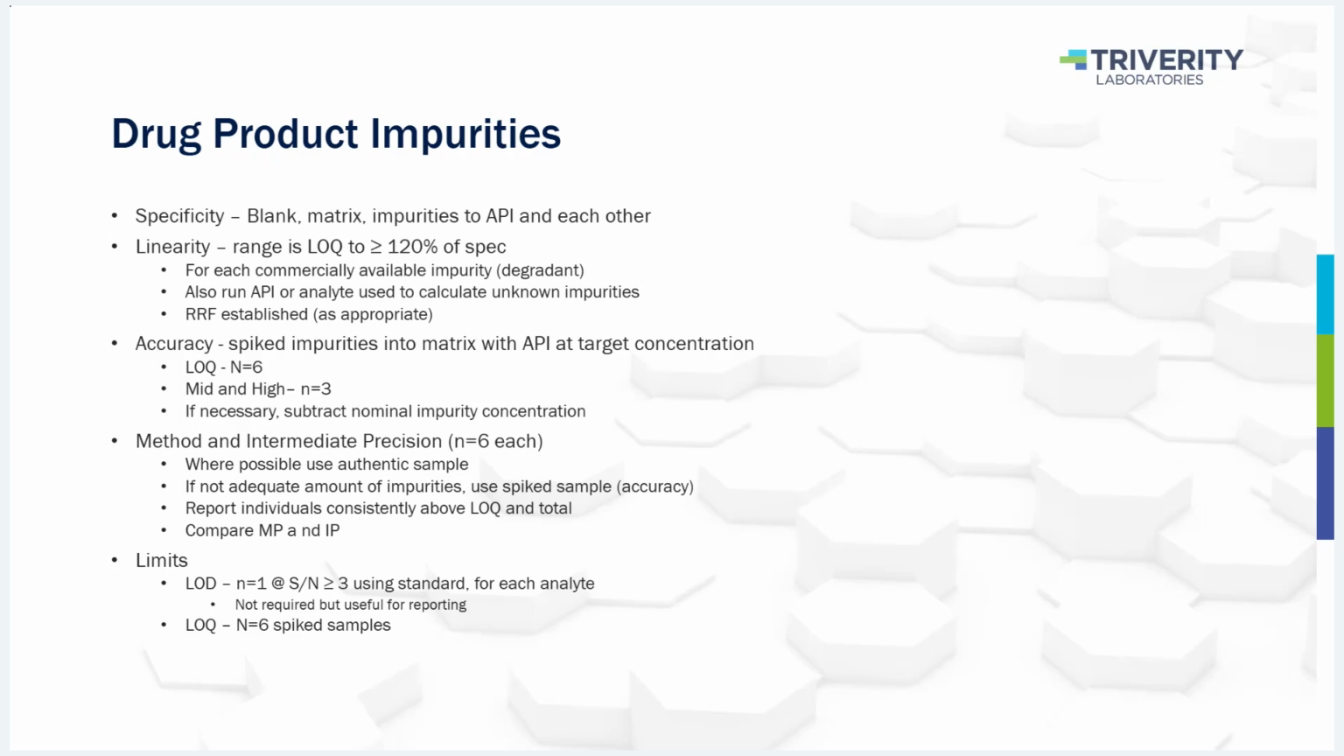Linearity, again, LOQ to greater than or equal to 120% of the spec, each commercially available impurity. If you have the same chromatography method, you can utilize your linearity from your API method. All of that is the same as what we already talked about. Accuracy: spiked impurities into the matrix with the API at the target concentration. So typically it would be spiking impurities onto your nominal formulation. LOQ n equals 6, mid and high n equals 3, and you subtract the nominal impurity concentration.